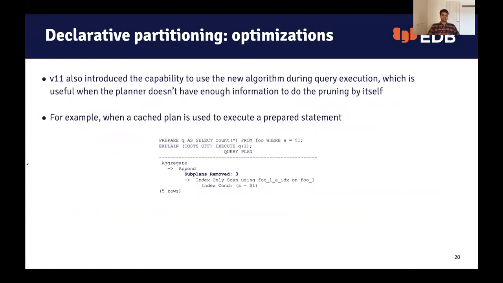The new algorithm is such that it can be invoked in more contexts than just during planning. So in version 11, pruning can also be performed during query execution. For example, with prepared statements, a query is sometimes run using a cached plan. The plan itself is made without any parameter values, so the planning cannot do any pruning. So the pruning has to occur when the plan is actually executed. As you can see here, the subplans removed string is printed to show that the executor has removed some partitions using pruning.